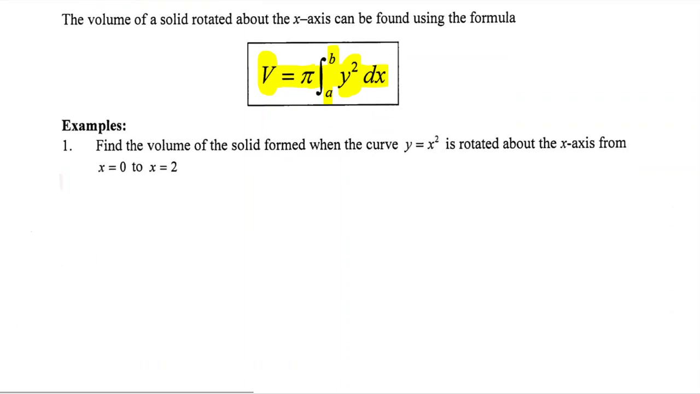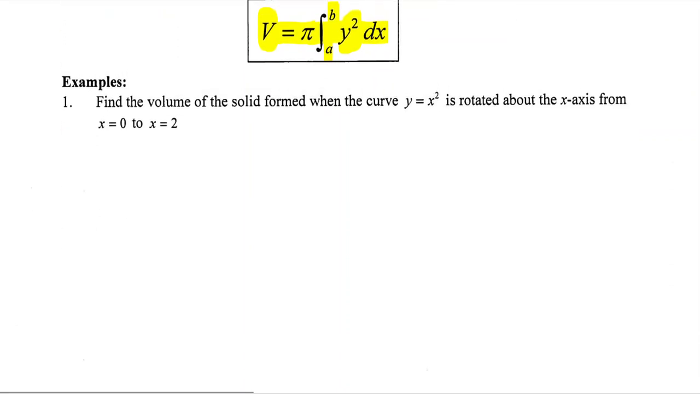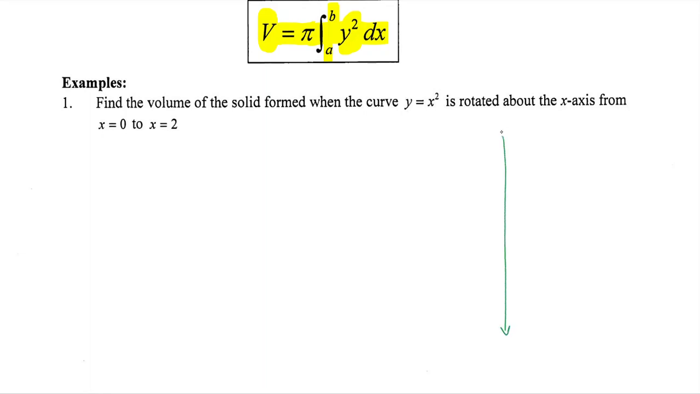Let's have a look at example number 1. Find the volume of the solid formed when the curve y is equal to x squared is rotated about the x-axis from x equals 0 to x equals 2. Now, y is equal to x squared is a curve that we're very familiar with, so let's just draw a quick little sketch over here on the side. Sometimes you may get asked to draw a representation of the volume, so that's what we're doing here.